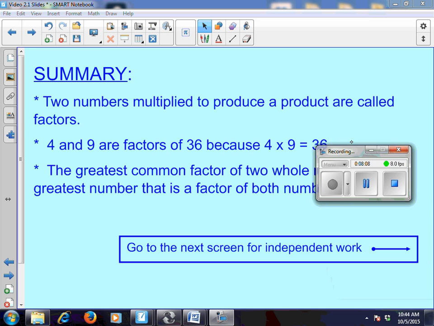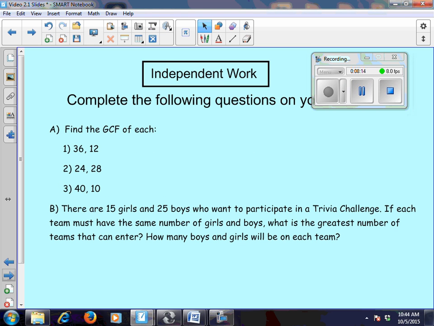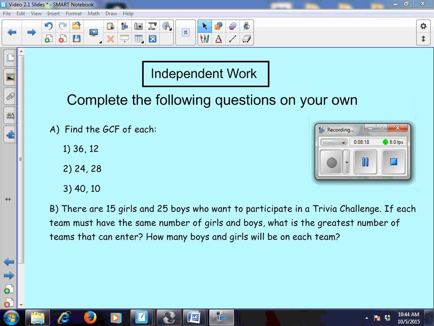Now what we'd like you to do is go to the next screen for independent work. Complete the following questions on your own, and depending on what your teacher would like, you can bring your answers into class and we can go over them.